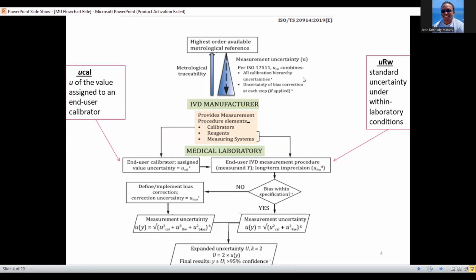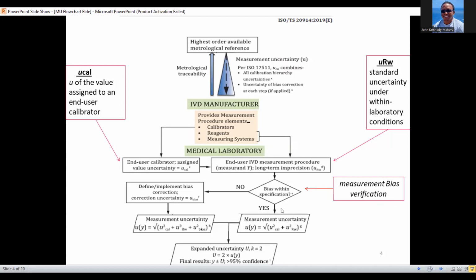All right. So following this flow chart, once we have these two, then here there's a decision that we need to make. The question is, is the bias within specification or not? All right. So this is measurement bias verification. Let's say it's no.